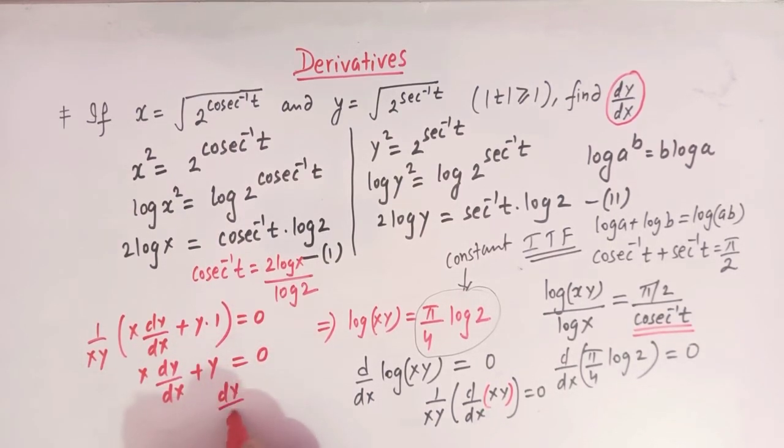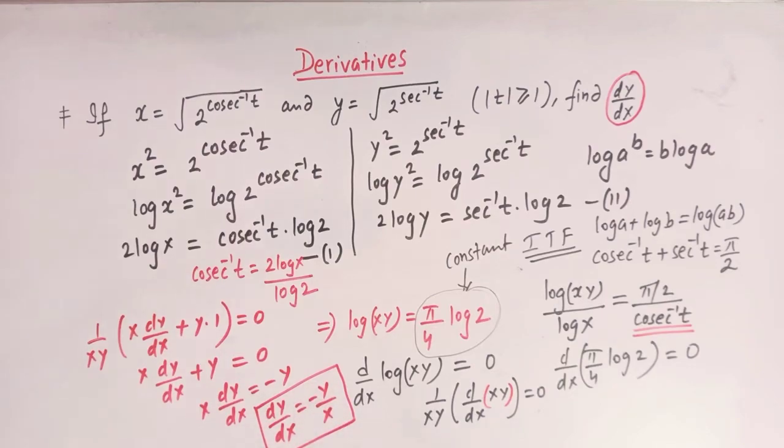So x times dy over dx is equal to minus y. So dy over dx is equal to minus y over x, right? So this is the final result for the derivative of y with respect to x. So dy over dx is equal to minus y over x.